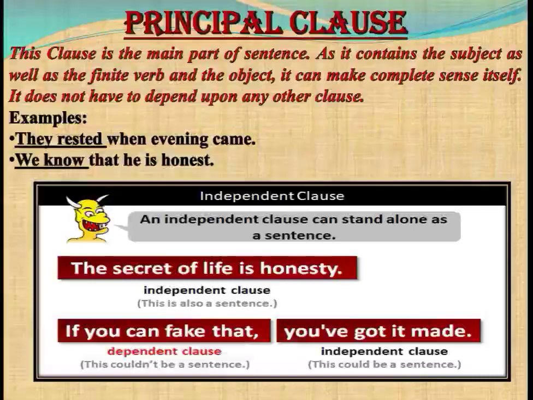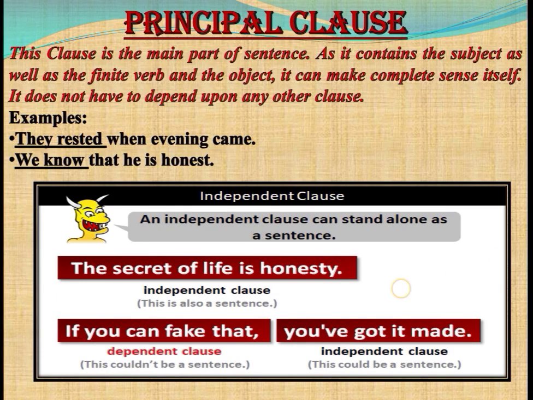Principal clause is that part of a sentence which is complete. It will not have to depend on anything else to get a complete sense. So, principal clause will have its own meaning. It can stand on its own. It will not have to depend on anyone. And that's why it is known as independent or main clause. Just go through the examples once.